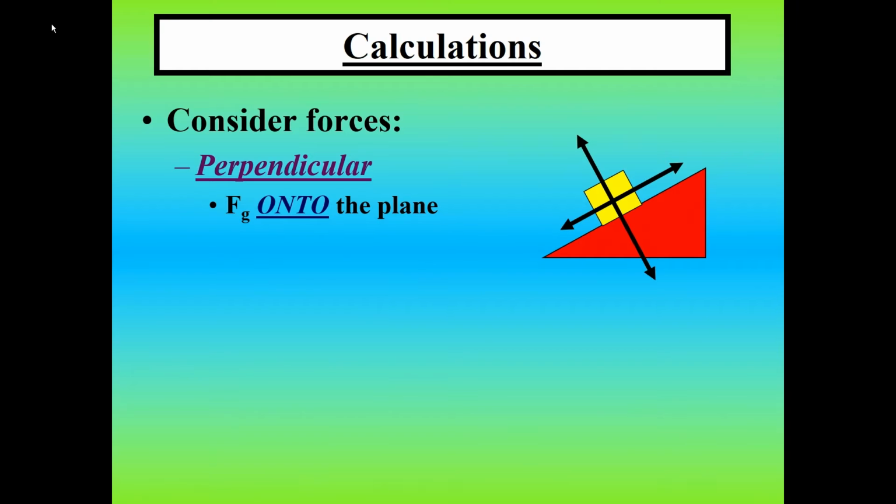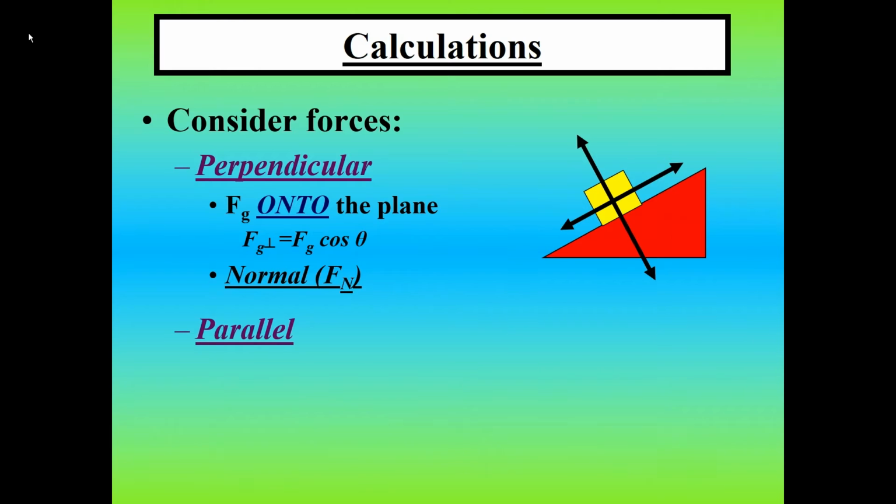So the first force that we're going to have is the force of gravity onto the plane. So the force of gravity is going to be broken into two components, the perpendicular component and the parallel component. And we're going to be able to calculate this using Fg perpendicular equals Fg cosine theta. And the normal force is also in this direction and is opposite the perpendicular component of gravity. So if there's no other forces in that direction, they will be equal and balanced.